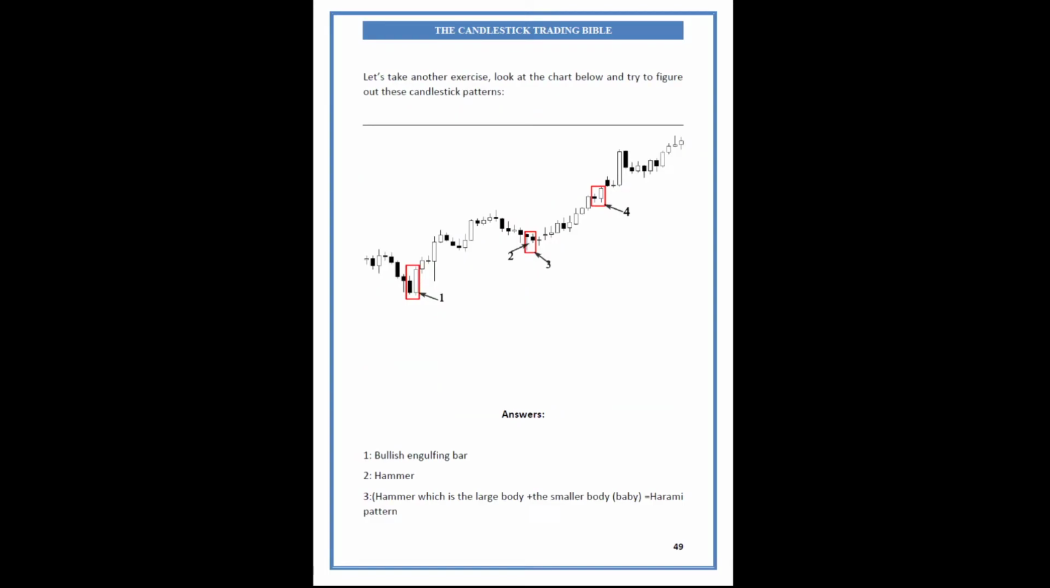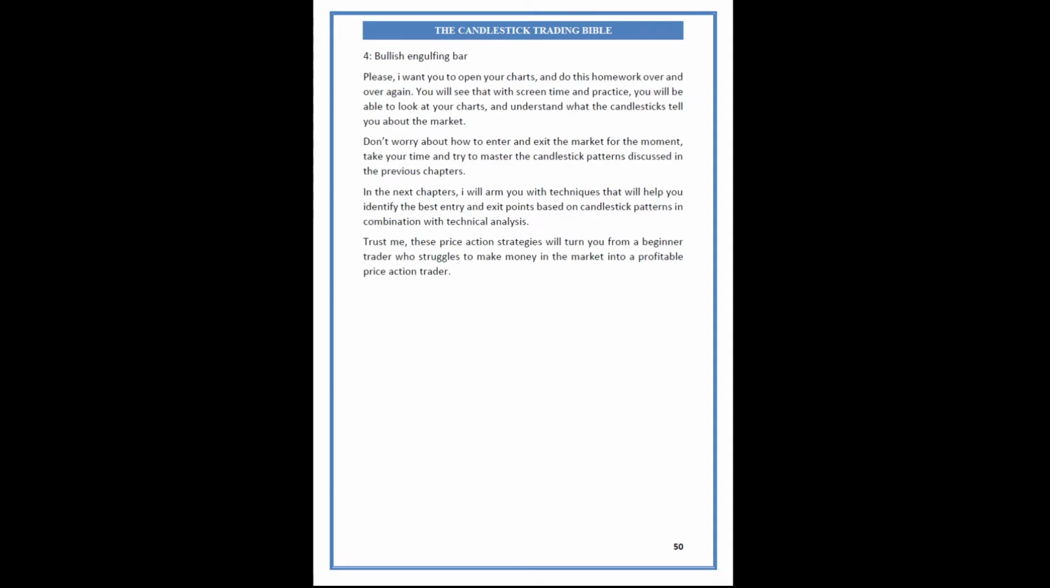So number 1 is a bullish engulfing bar. Number 2 is a hammer. Number 3, which is the larger body, it's a hammer, which is the larger body plus the smaller body, equal to a harami pattern. And number 4 is a bearish engulfing bar.